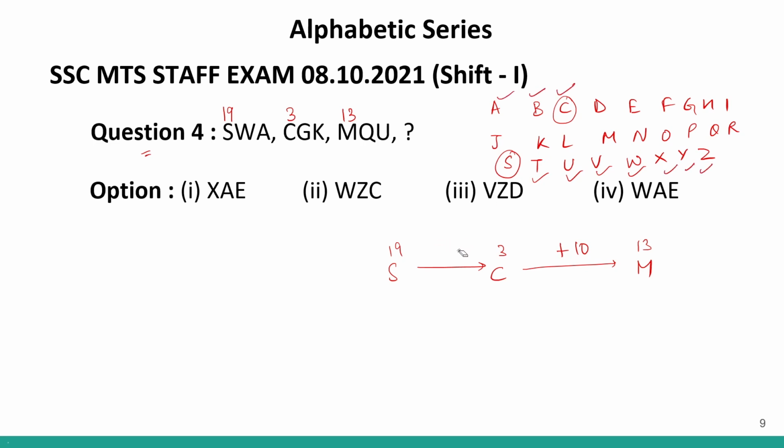So minus 16 can be written as plus 10 also. Correct? This can be written as plus 10. So this is plus 10, plus 10. So here also it is plus 10. So from 13 plus 10, I will get 23 position.